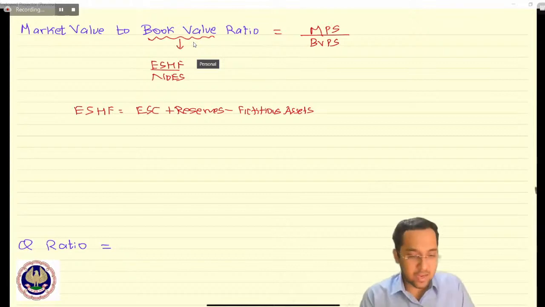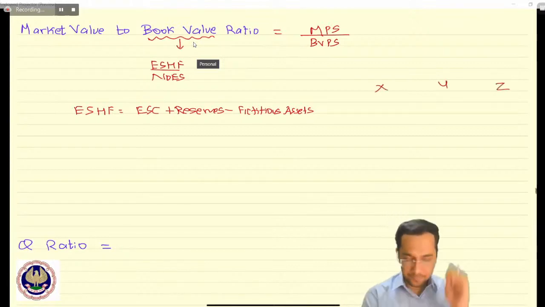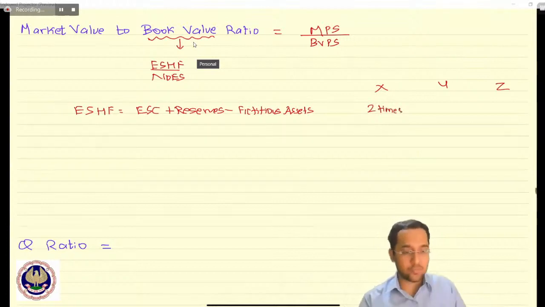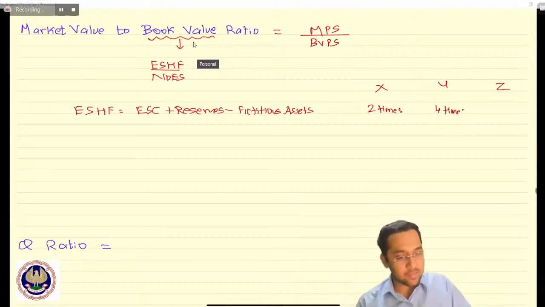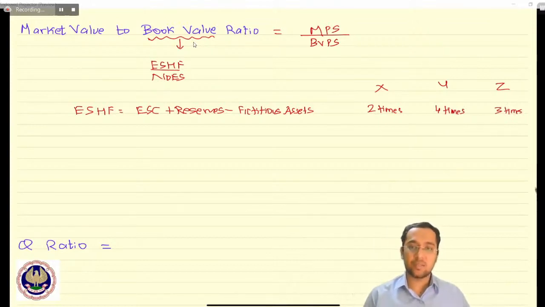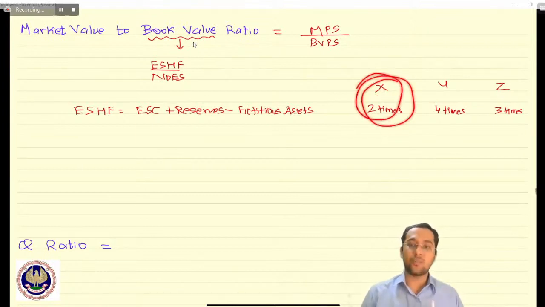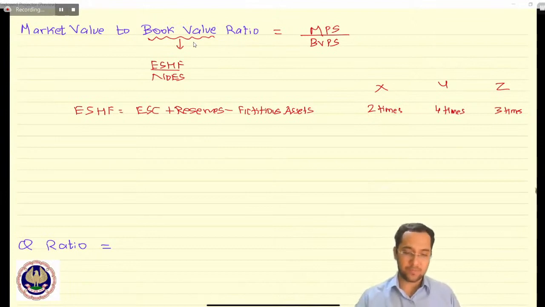Basically, say there is company X, company Y, company Z. Company X is having a market to book value ratio of, let's say, 2 times. It means the market value is twice the book value. Company Y is having this ratio to be, let's say, 4 times, and company Z is having this to be 3 times. Same industry, same performance, right? But this company is having a lesser market value. It means this company has a good potential for capital appreciation in its value. So this can be a bet for you for investment.